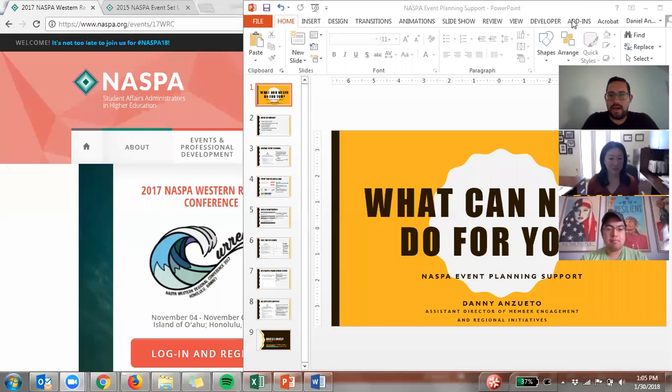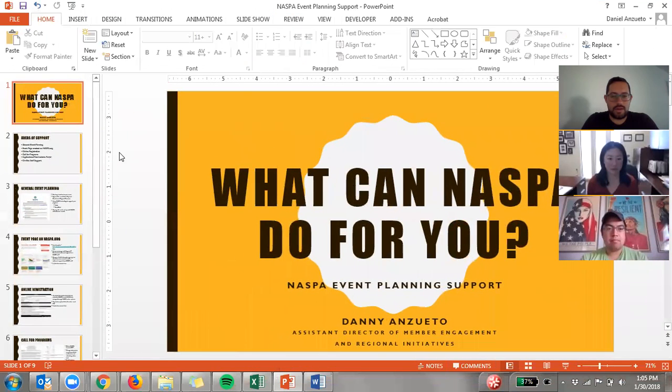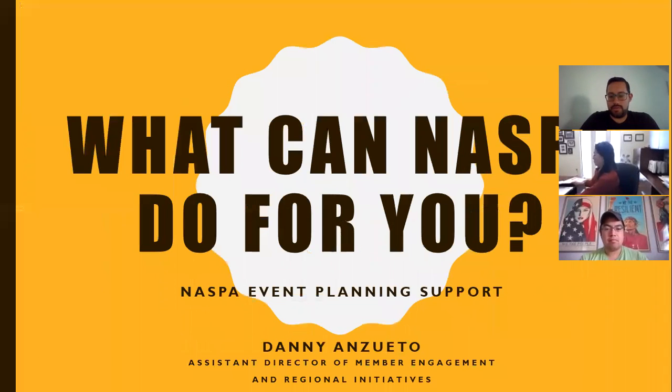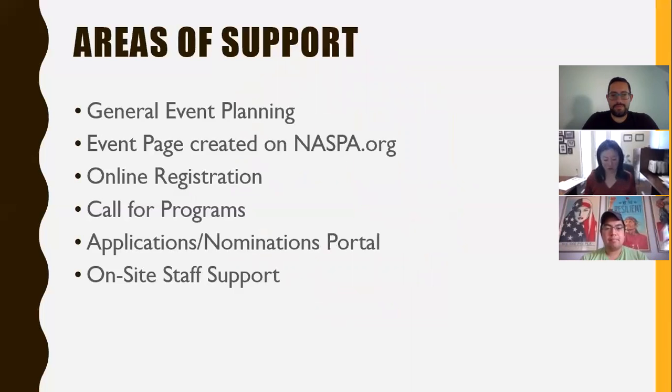To start, I'm going to run you through just a little presentation on the things that we're able to offer you in the planning and in the work that you'll be doing. All right. So the things that we'll look at today: general event planning support, event page creation on NASPA.org, online registration system, our call for programs tool, the applications nominations portal, and then on-site staff support.